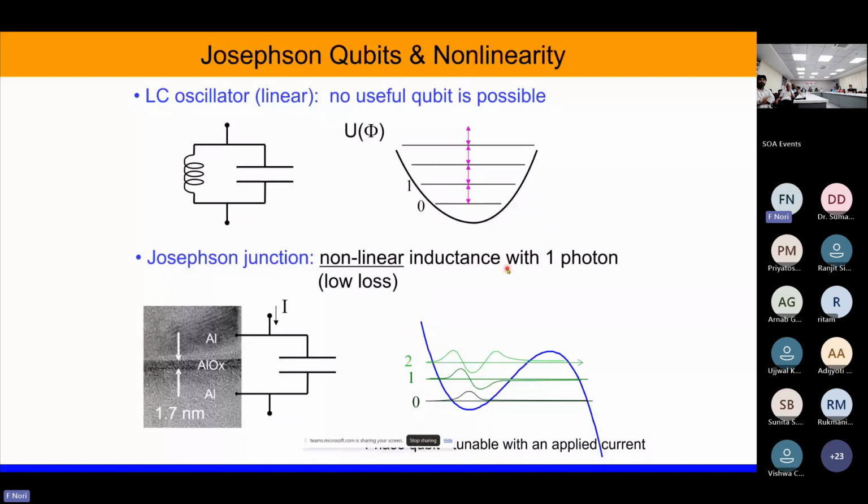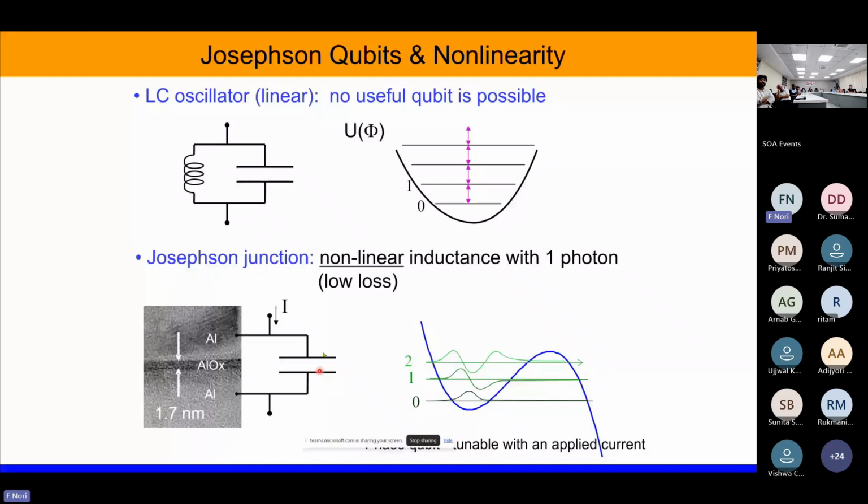Nonlinear inductance essentially is this one here called the Josephson junction, named after Brian Josephson, who proposed it for the first time. A typical one is here: aluminum, aluminum oxide, aluminum, and as you can see, the sandwich is very small, a couple of nanometers or less. So replacing the LC circuit by this is all it takes. This is the key, the important step in the magic. And this gives you energy levels which are not like this, but like this.